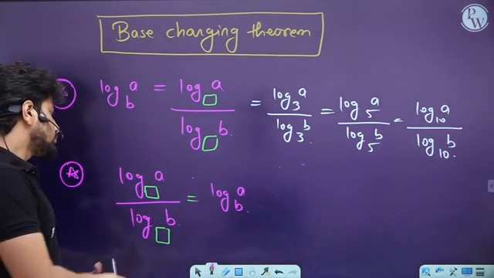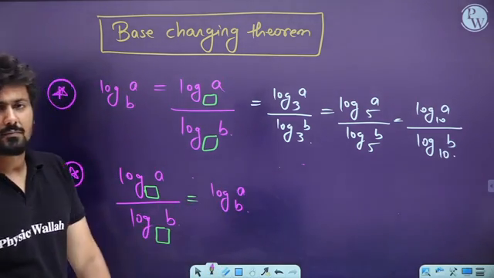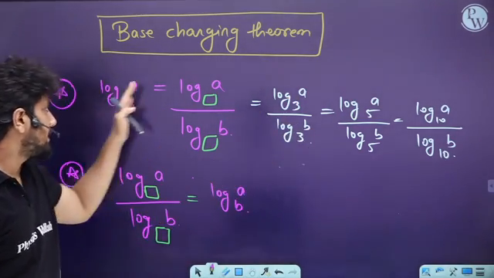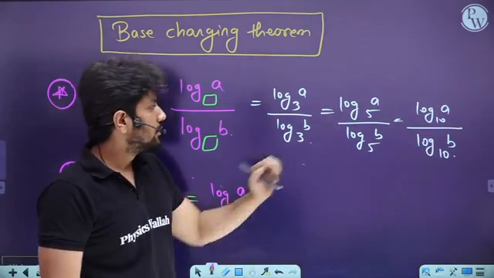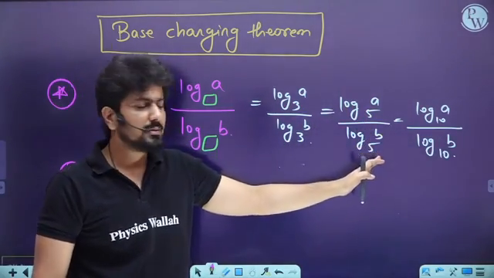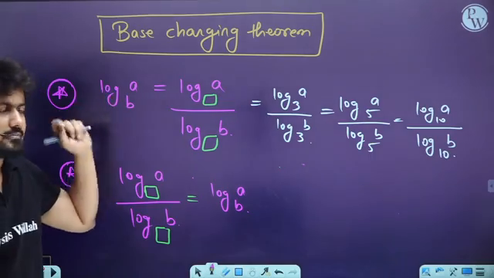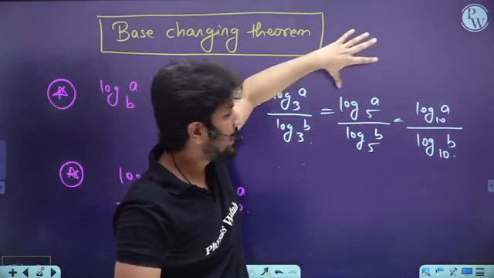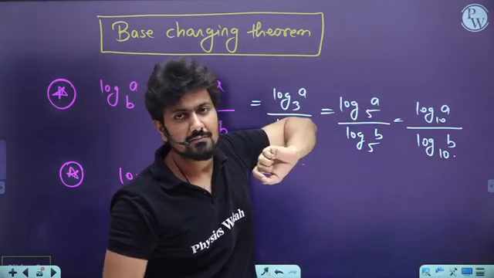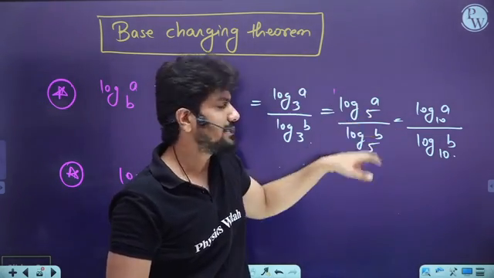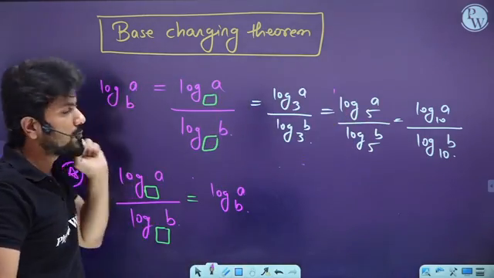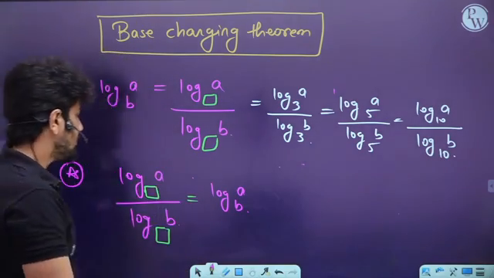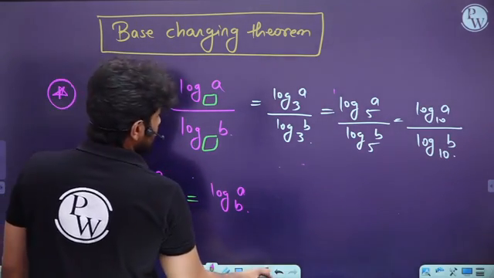So generally it is used to go from here to here. If log of a to the base 3 upon log of b to the base 3 is written, we can write it as log of a to the base b. If log of a to the base 5 upon log of b to the base 5 is written, we can write it as this. So whenever there are two logs in a division, and we observe that the base is the same, we can think of this property in these types of scenarios. So this is all about the base changing theorem.